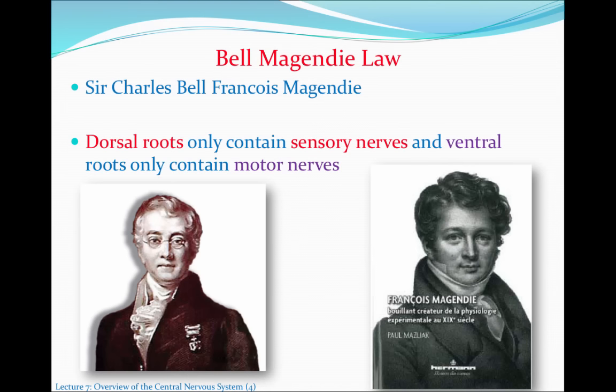And what the law basically is this: dorsal roots only contain sensory nerves and ventral roots only contain motor nerves. Okay, so it's a law. You can't have dorsal roots doing motor nerves, neither can you have ventral roots doing sensory nerves. It was a compromise between Bell and Magendie, hence it's called the Bell-Magendie law. Dorsal roots only contain sensory nerves and ventral roots only contain motor nerves. That's what the Bell-Magendie law is all about.